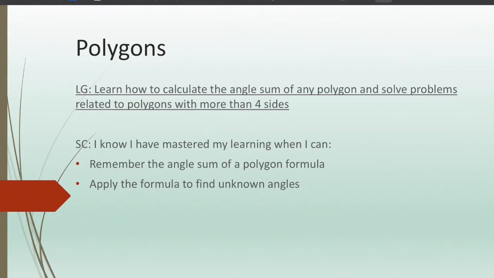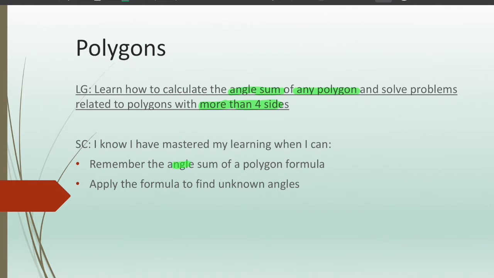Today we're talking about polygons. What we're going to be doing is learning how to calculate the angle sum of any polygon. So far we've looked at triangles and quadrilaterals, shapes with 3 or 4 sides. What we're going to be looking at today is how we can make similar calculations on a shape with any number of sides.